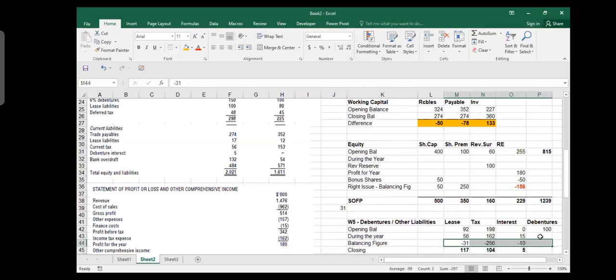These numbers we are just calculating ourselves. These numbers are not given. These are our balancing figures, okay? And this is your closing liability of interest. Then you have debentures, $100. And what do we have here, debentures?